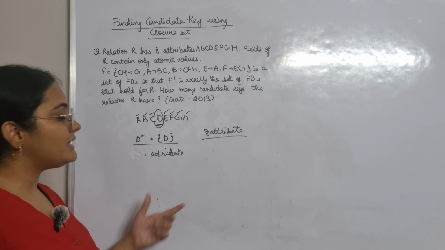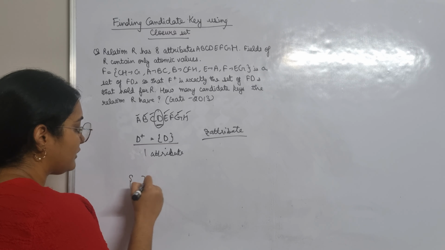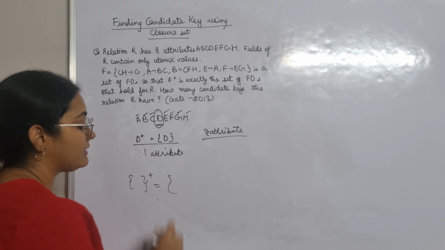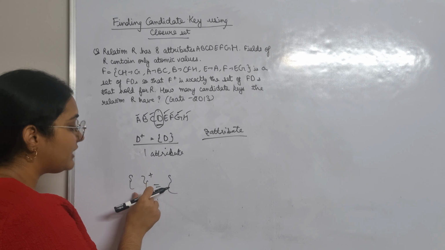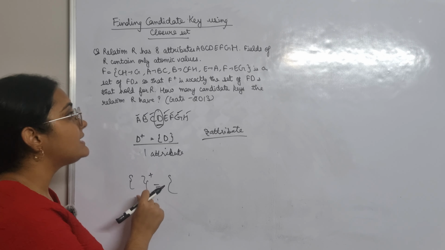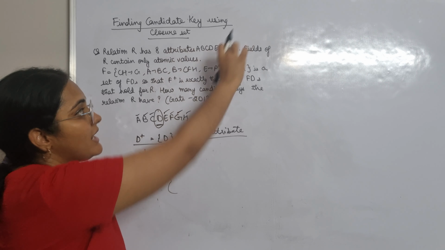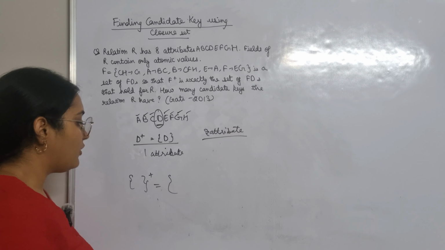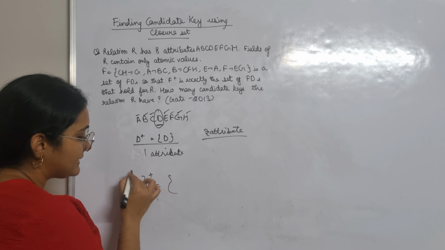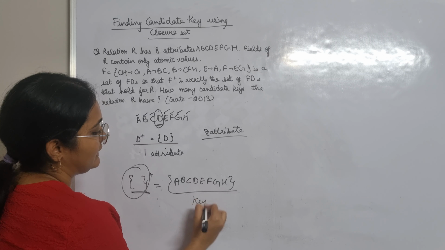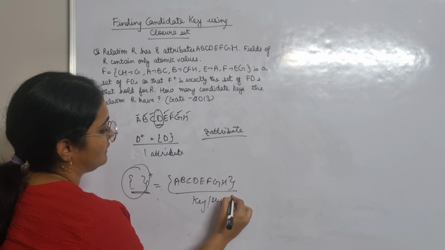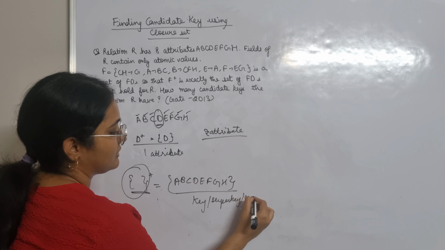And also one thing: when do we say that a particular set of attributes is a key, candidate key or super key? If the closure of that particular set of attributes is able to determine the set of all attributes in the relation schema. So the closure of any set of attributes that is able to determine A, B, C, D, E, F, G, H can be the key, super key or candidate key of the relation schema.